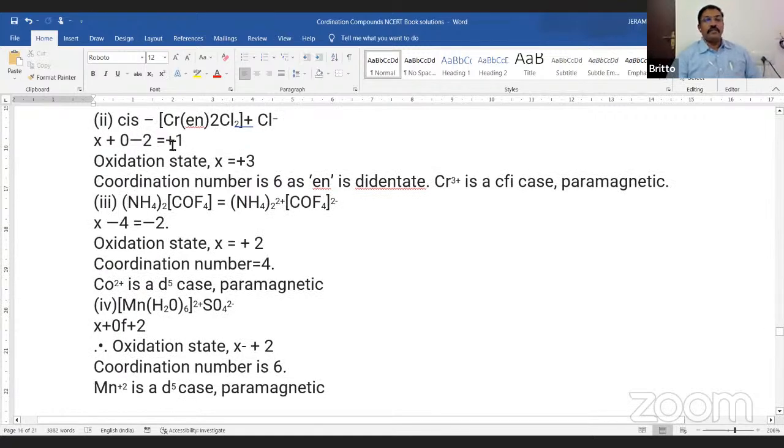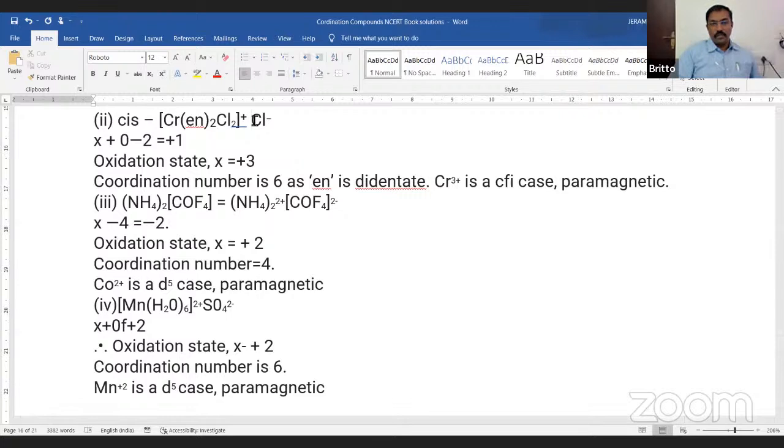And then next, look at this complex: [Cr(en)2Cl2]Cl. The overall charge of the complex is plus, it's a cationic complex, and then Cl minus is the counter ion.